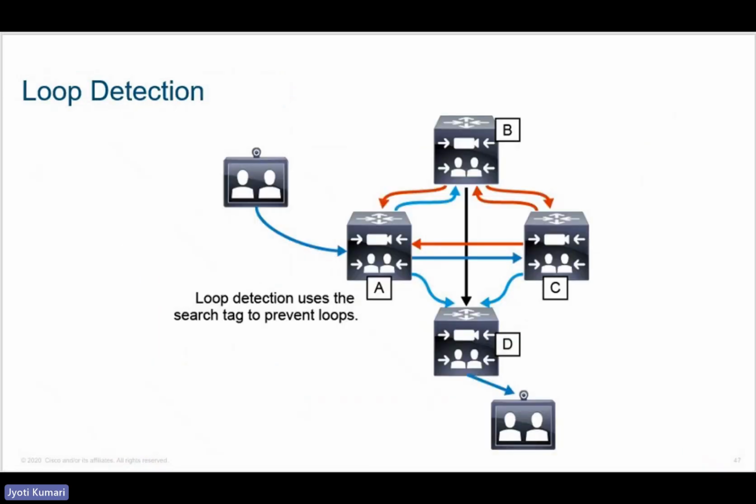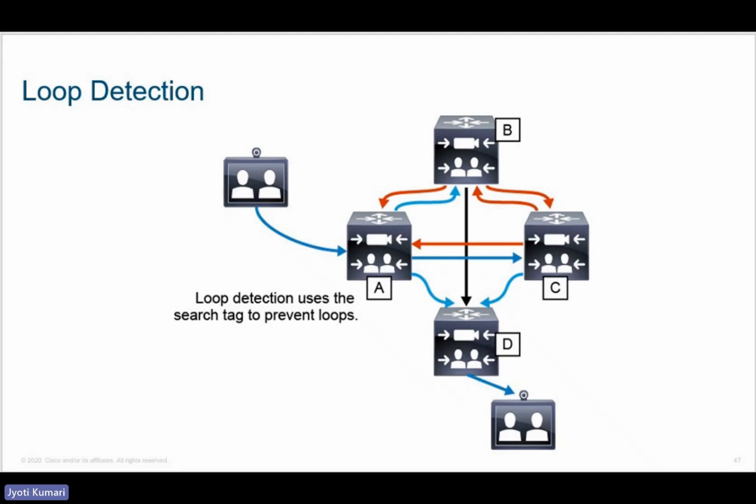To avoid that, we have a loop detection mechanism between the Expressways that works especially when you have neighbor zones. If you have multiple Expressways connected together via neighbor zones, the loop detection mechanism is there. Expressway has this feature, and you can enable it. It uses the concept of a search tag to prevent loops. If a search tag is received again by an Expressway, it can ignore it.